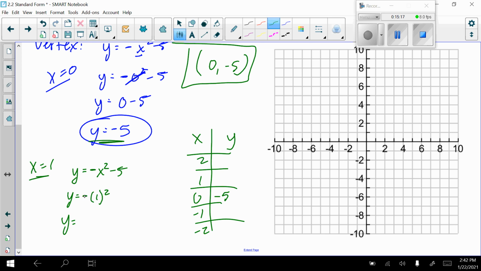Since it's on the outside of it, that negative sign is just going to get attached to whatever I get after I square my number. I'm not squaring the negative sign. So it's going to be 1 squared is 1, and then if I put a negative sign in front of that, 1. Okay.